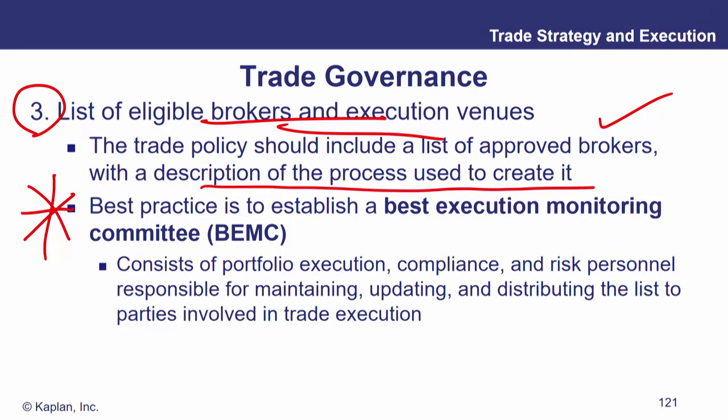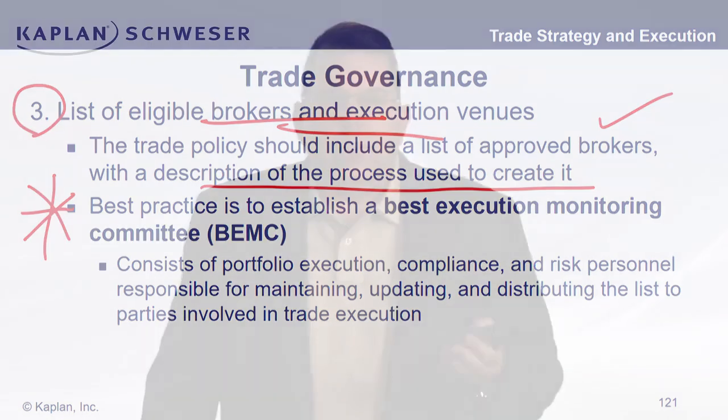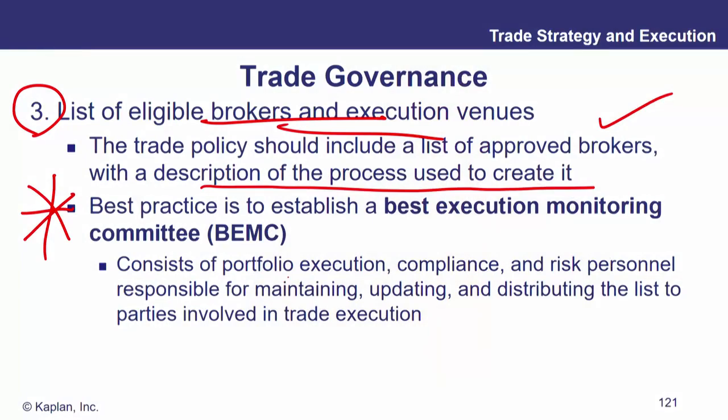What we did, and what the CFA Institute tells you should do as well, it makes sense. You should have a best execution monitoring committee. So the onus is not just on one person, it's on a whole team. And this is going to consist of basically portfolio execution, compliance, risk personnel, and ultimately they're responsible for maintaining, updating, and distributing this list to any parties that are involved in trade execution. So I can't stress enough, a best execution monitoring committee is a fantastic tool, and I would recommend that you guys consider this.